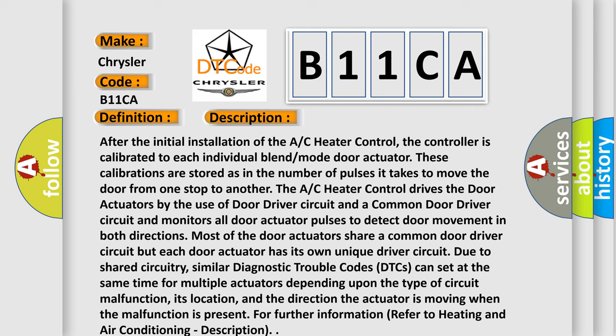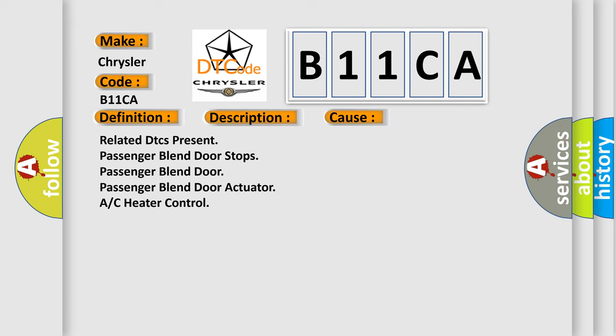Similar diagnostic trouble codes DTCs can set at the same time for multiple actuators depending upon the type of circuit malfunction, its location, and the direction the actuator is moving when the malfunction is present. For further information, refer to heating and air conditioning description. This diagnostic error occurs most often in these cases: related DTCs present, passenger blend door stops, passenger blend door actuator, or A/C heater control.